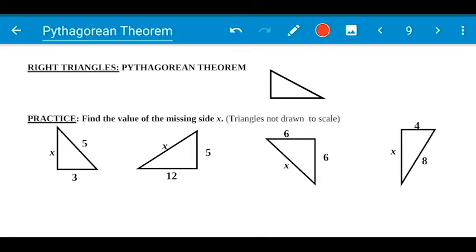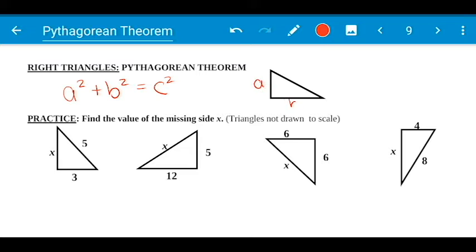Hey everyone, we're going to go over the Pythagorean theorem. This also should be a review for you guys. But the Pythagorean theorem says that a squared plus b squared equals c squared. So what do these a, b, and c stand for?